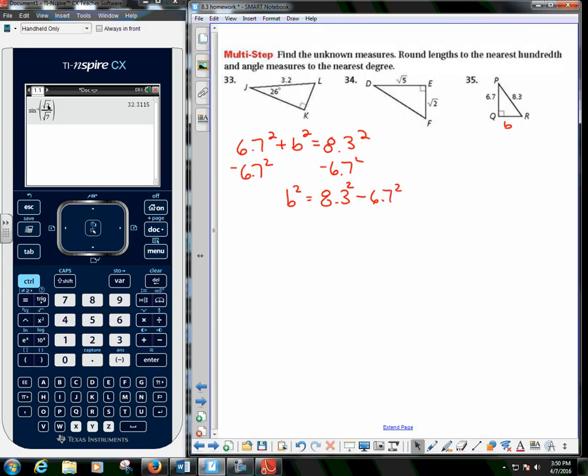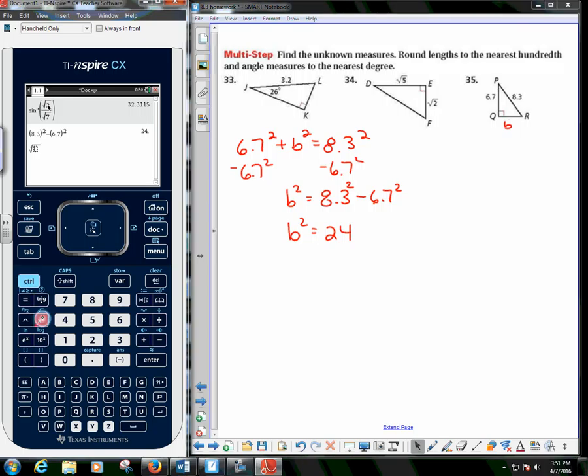So B squared equals 8.3 squared minus 6.7 squared. And that tells me that B squared is 24. I'm going to take the square root of both sides, because they're using decimals. That tells me it's okay to use decimals.